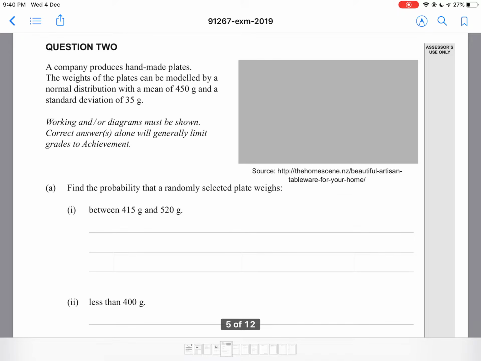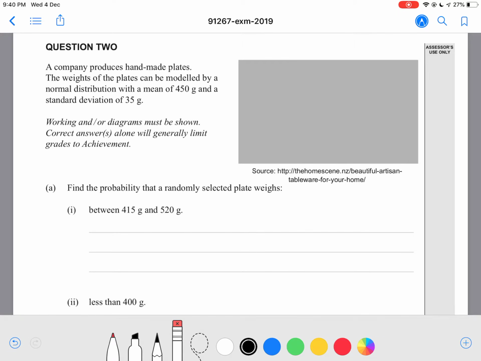So a company produces handmade plates. The weights of the plates can be modeled by a normal distribution with a mean of 450 grams and a standard deviation of 35 grams. Find the probability that a randomly selected plate weighs between 450 grams and 520 grams.